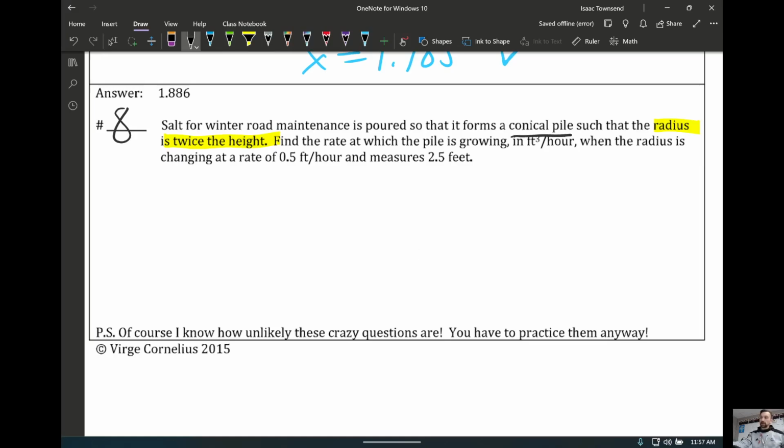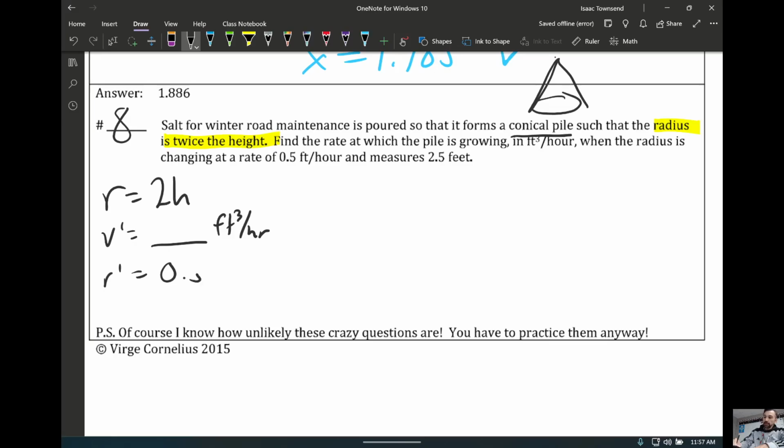Okay, so we've got a conical pile, so that's a cone. Radius is twice the height. So this is talking about the thing I said on question 11 that I didn't think you were going to figure out without a hint. Find the rate that the pile is growing in cubic feet per hour when the radius is growing at 0.5 feet per hour and when the radius is 2.5 feet.